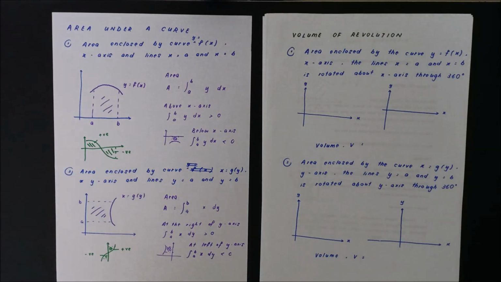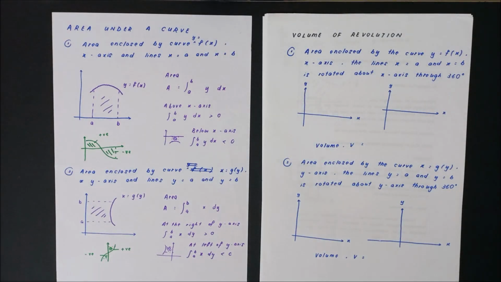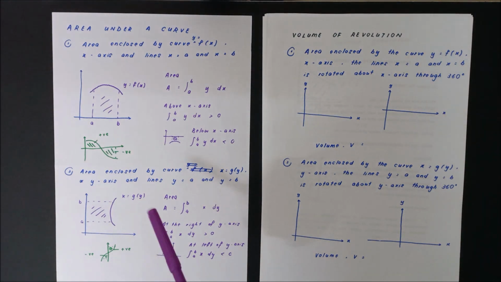Okay, so this part is the last part for our chapter 9, also our Pure Math 1, which is volume of revolution. Once we finish this part, we're already done with our first paper. I'm going to do a comparison between the area under a curve and volume of revolution.